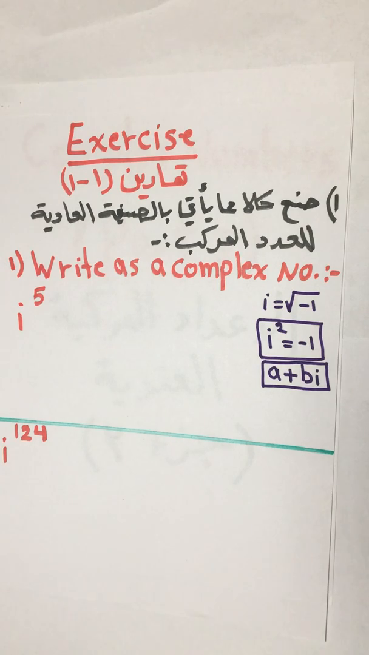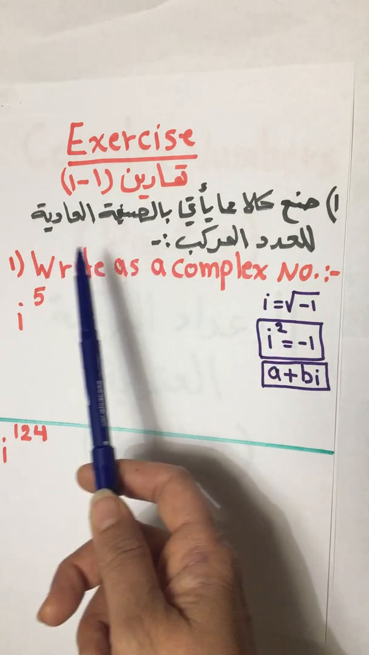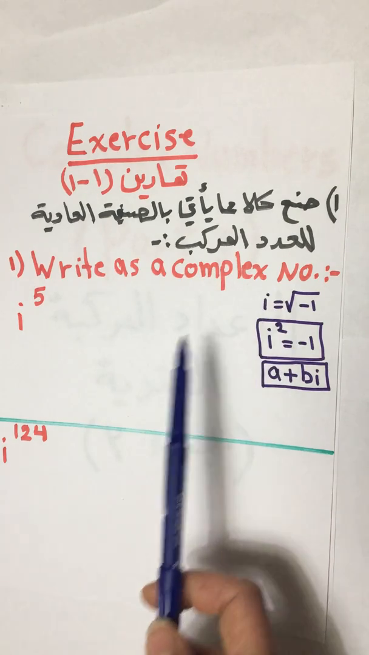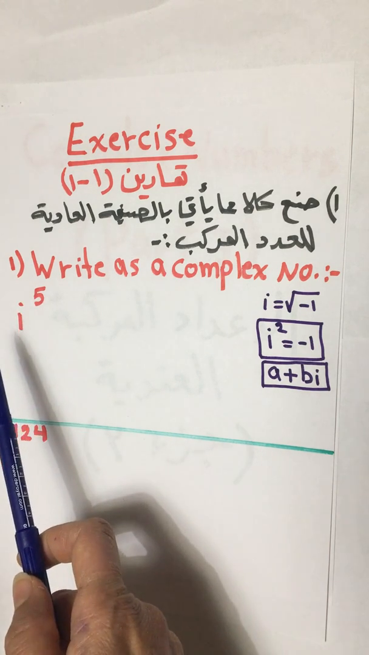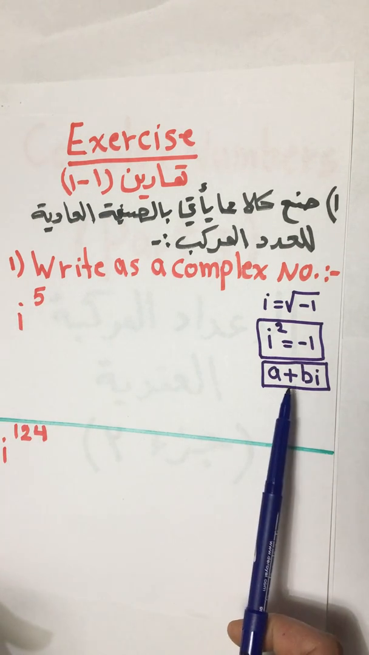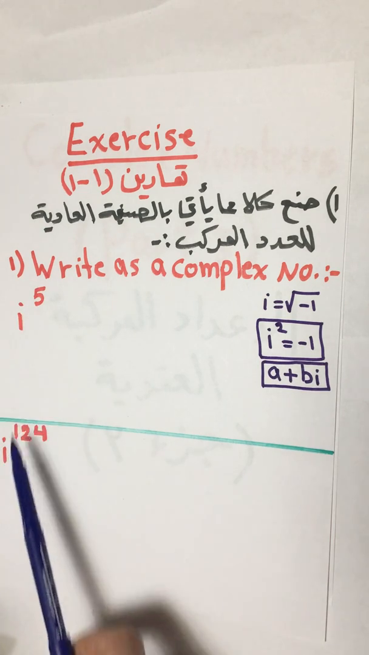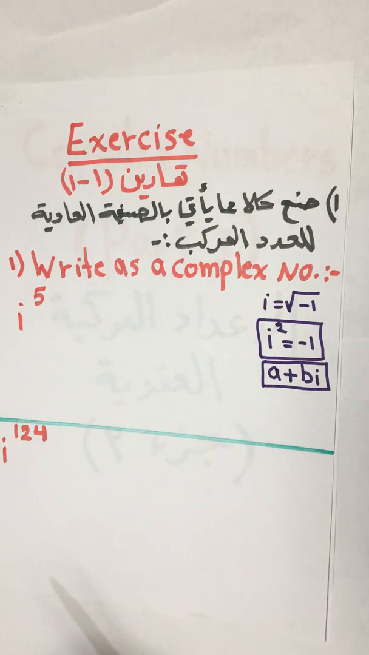Exercise 1: Put each of the following in the standard form of a complex number. Write as a complex number, so we're going to convert these numbers and make them a complex number A plus BI.